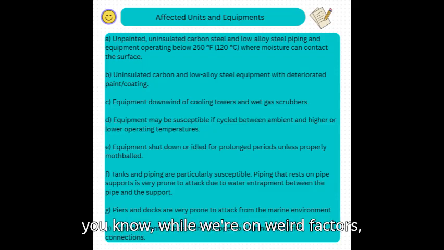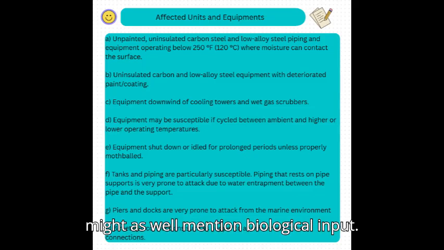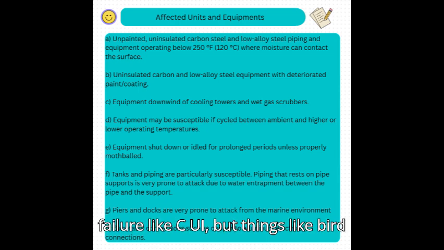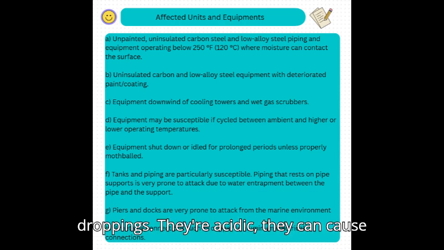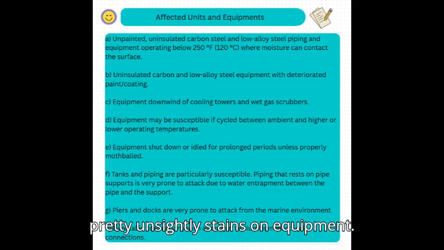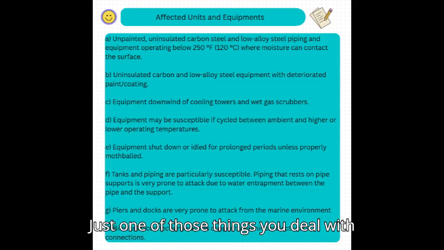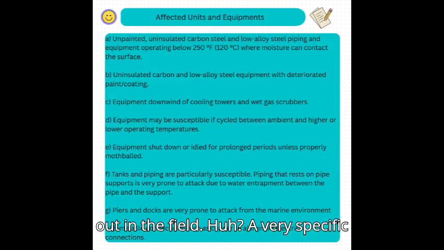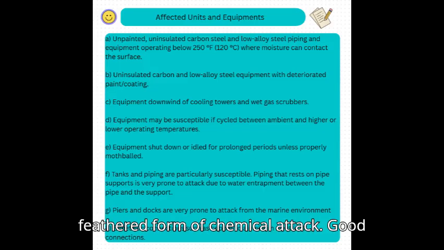And while we're on weird factors, might as well mention biological input. It's usually not causing catastrophic failure like CUI, but things like bird droppings are acidic, and they can cause definite localized corrosion and some pretty unsightly stains on equipment. Just one of those things you deal with out in the field. Huh. A very specific feathered form of chemical attack.